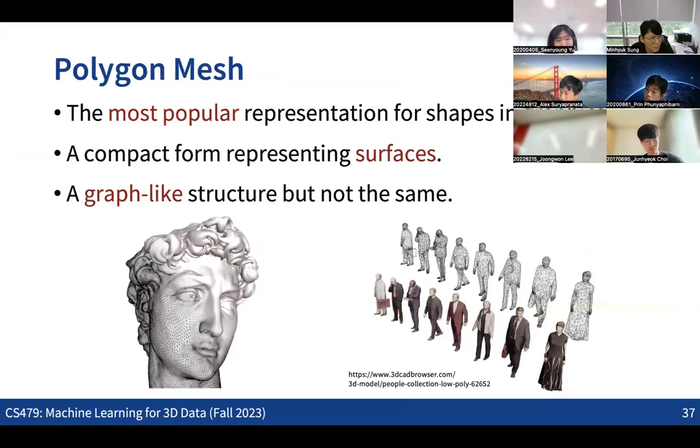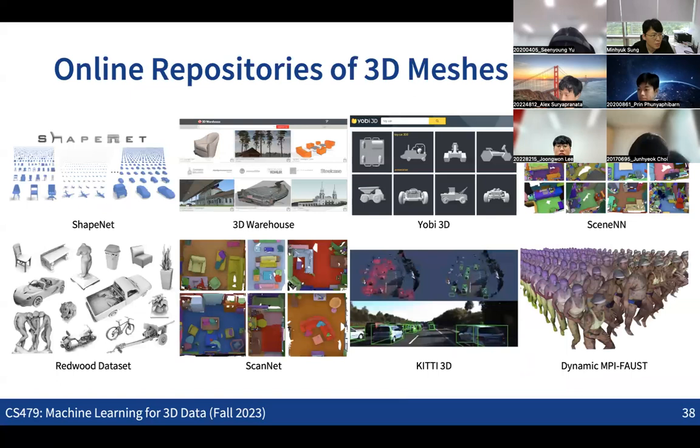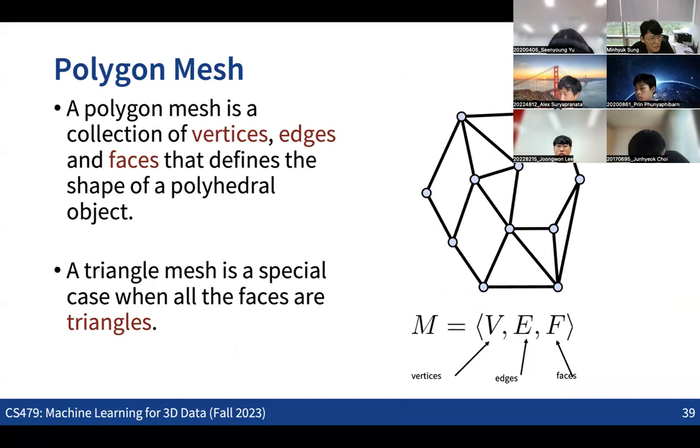And this is also the most compact form for representing the surface, because now we are not only having the points, but also the connectivity information and the surface information, represented with planes in 3D space. So this can be the most effective representation for the surface of 3D volumes. The polygon mesh is a graph-like structure, but not exactly a graph. In the polygon mesh, we have a set of vertices and a set of edges connecting the vertices to each other. The difference from a graph is that we also have faces, which are formed by a set of edges and vertices.